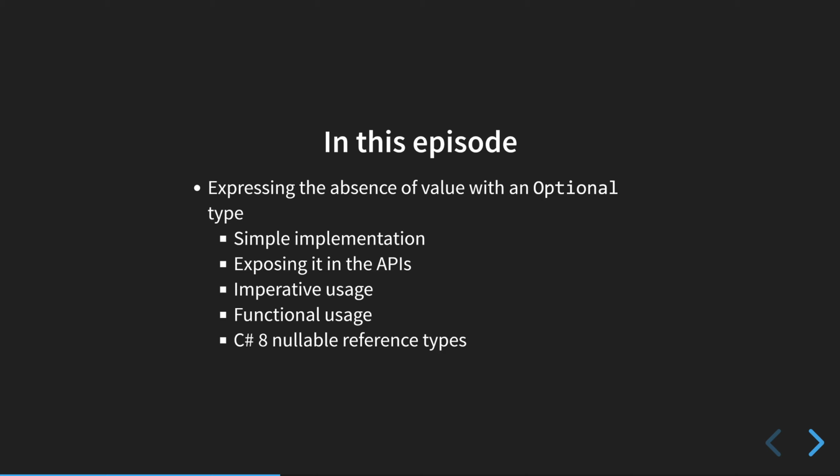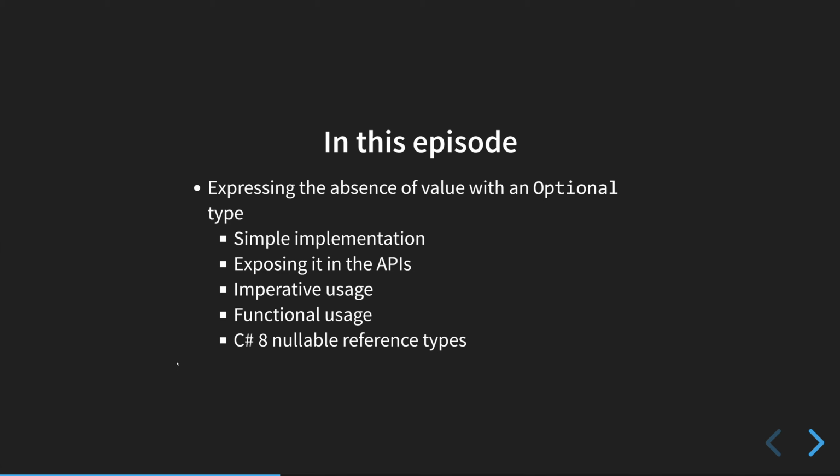So as soon as you see that in a method signature or in a property or wherever, you can think, okay, maybe this isn't present, I need to make code to take that into consideration. So that's the point we're going to try to work with. So we'll start by implementing this type.